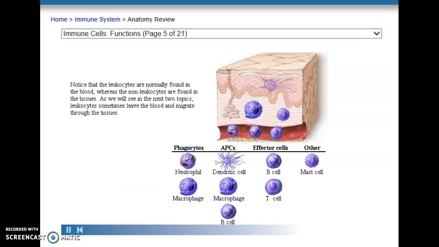The important thing to notice here is that the leukocytes are normally found in the blood, whereas the non-leukocytes are found in tissues. As we will see in the next 2 topics, leukocytes sometimes leave the blood and migrate through the tissues.